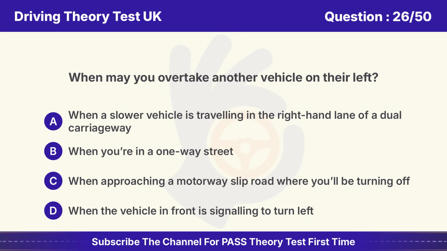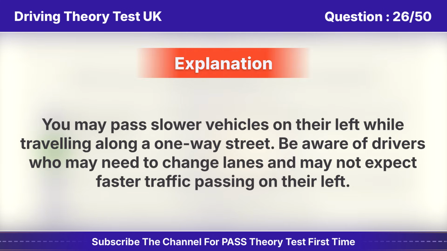Question 26. When may you overtake another vehicle on their left? Answer is B. When you're in a one-way street. You may pass slower vehicles on their left while traveling along a one-way street. Be aware of drivers who may need to change lanes and may not expect faster traffic passing on their left.